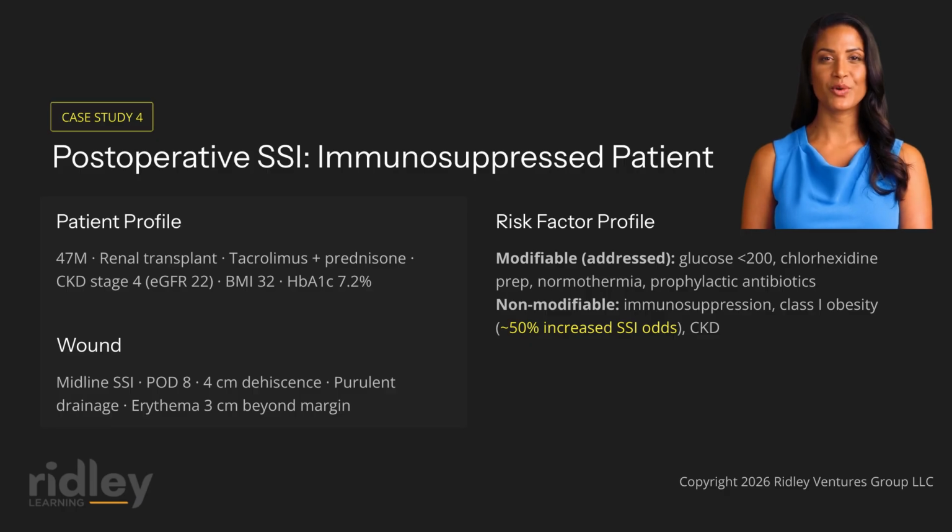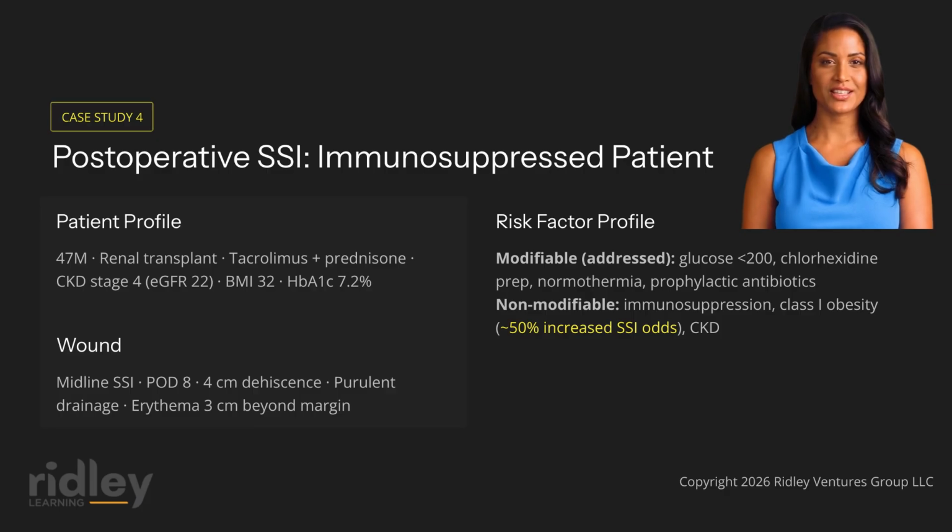Let's now look at Case Study 4, Postoperative Surgical Wound in an Immunosuppressed Patient. A 47-year-old male renal transplant recipient on tacrolimus and prednisone presents with a surgical site infection of the midline abdominal incision following elective cholecystectomy, diagnosed 8 days postoperatively. The wound shows erythema extending 3 cm beyond the incision margin, purulent drainage, wound dehiscence over a 4 cm segment, and tenderness on palpation. The patient has chronic kidney disease stage 4 with an estimated glomerular filtration rate of 22 milliliters per minute, a BMI of 32, and a hemoglobin A1C of 7.2%.